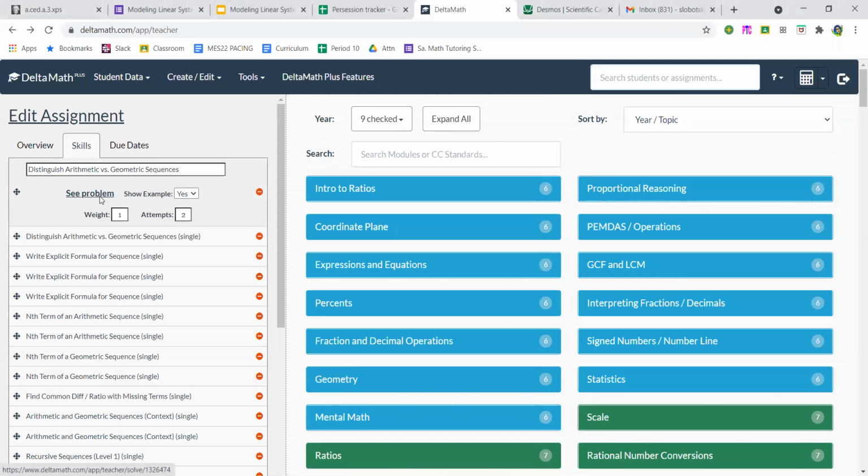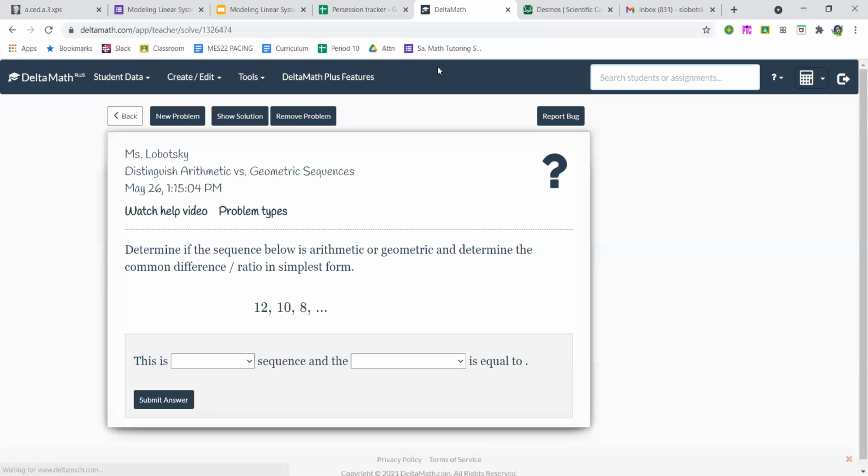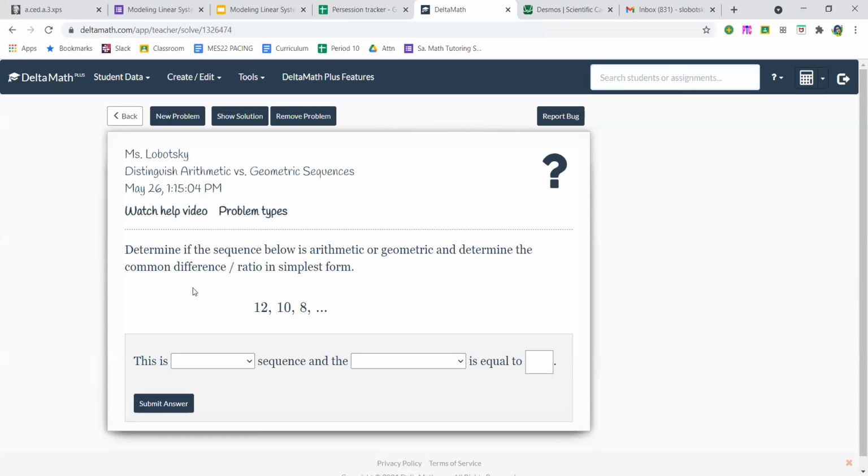All right, so let's do the first one. Determine if the sequence below is arithmetic or geometric and determine the common difference or ratio in simplest form. Unit 11 review. It's at the very top of the page. Okay.